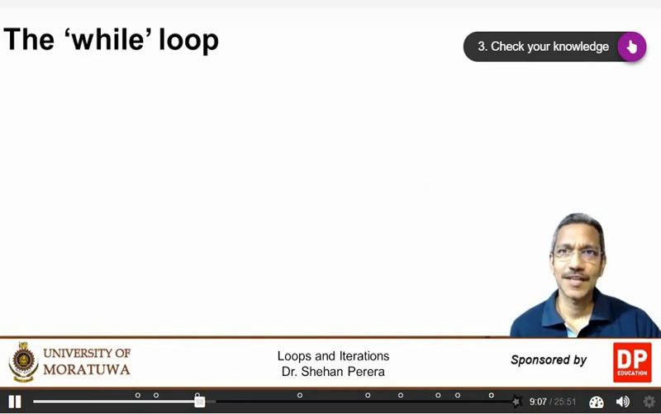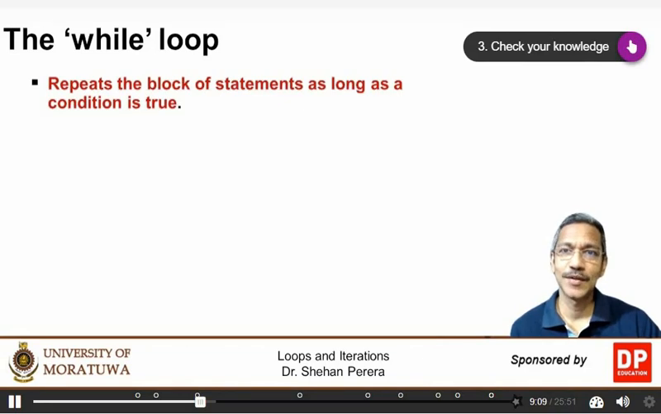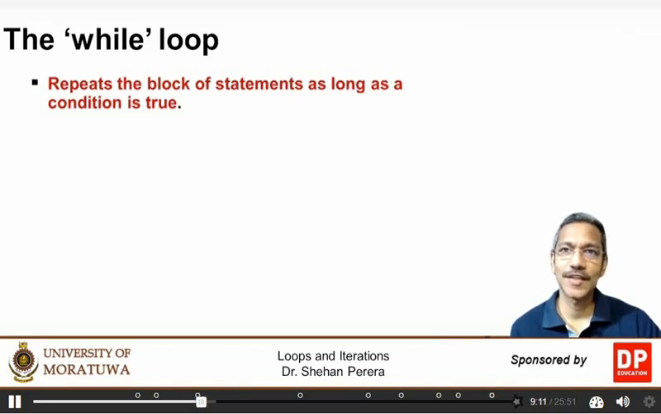We also have another type of loop called the while loop. In the while loop, the block of code that we give as part of the while loop will be executed until the condition that we give is true. That is why we call it the while loop. While the condition is true, continue to execute the block of code that we have given under that loop.